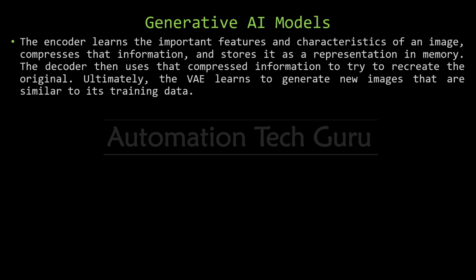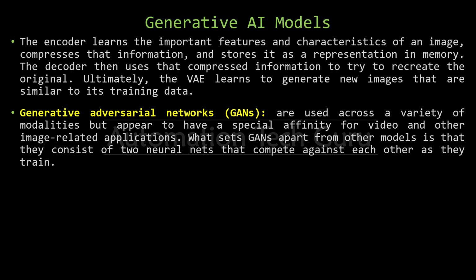Ultimately, the VAE learns to generate new images that are similar to its training data. Generative adversarial networks, GANs. These are used across a variety of modalities but appear to have a special affinity for video and other image related applications.